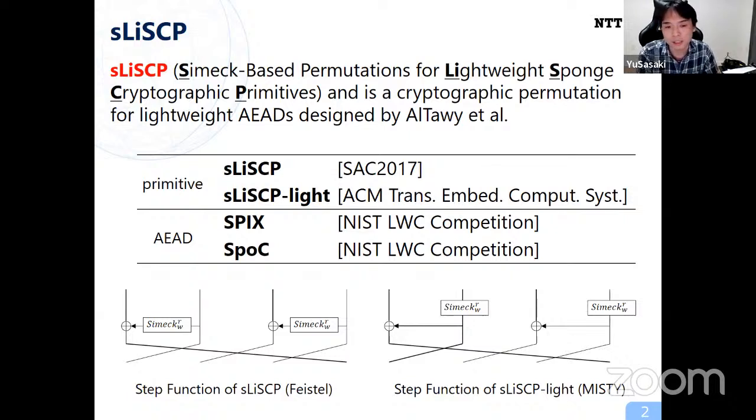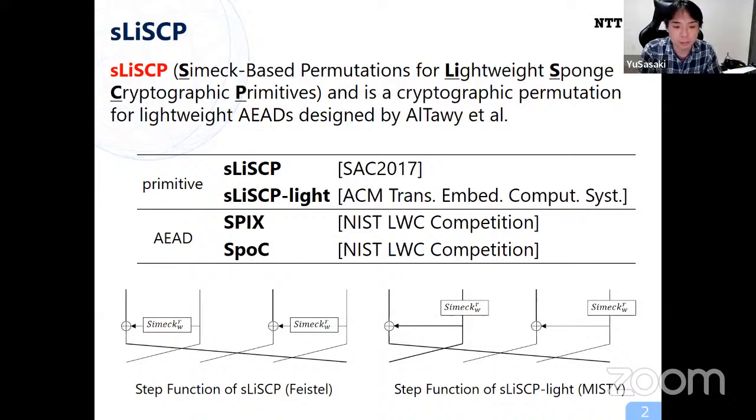The original SLI-SCP was proposed at SAC 2017, and later its light version was presented. In the NIST lightweight cryptography competition, two schemes, Spix and Spark, are based on SLI-SCP Lite. At the time of publication, Spix and Spark were second-round candidates.